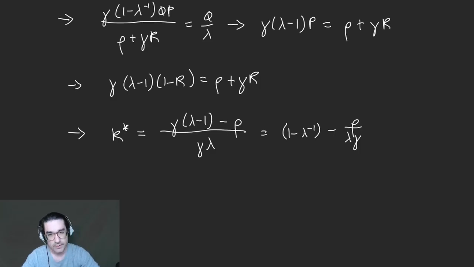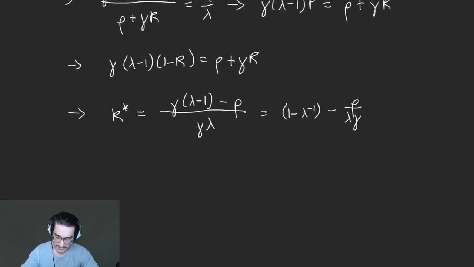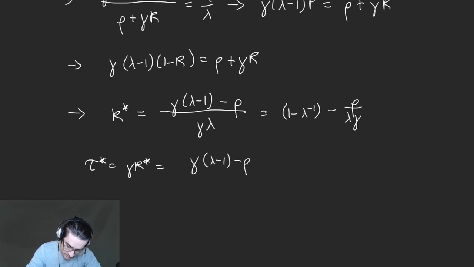Lambda is kind of like a productivity, how big the innovations are, so you would expect that. Now this is R, and the first thing we can do is ask, what is tau? Tau star is just gamma times R star, which directly kills off that one gamma factor. So we have gamma lambda minus one minus rho, over lambda now. We just kill off that gamma term. That's tau.